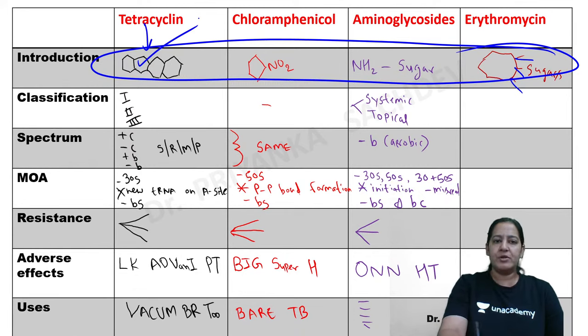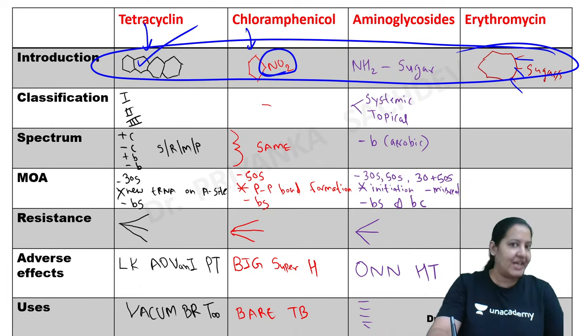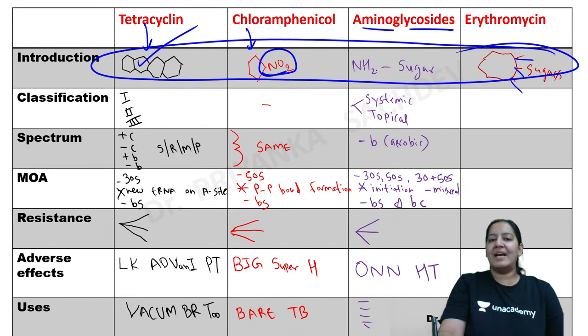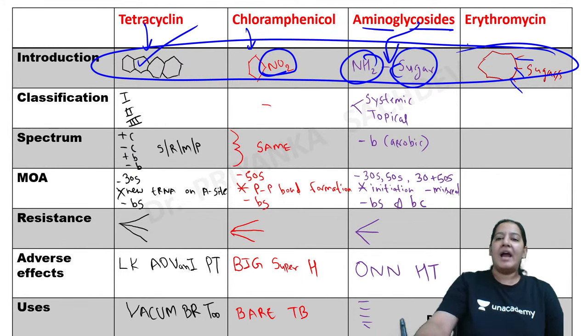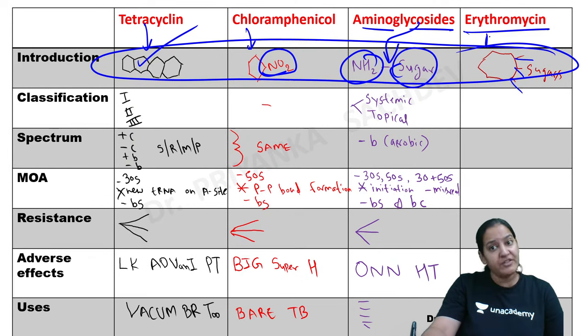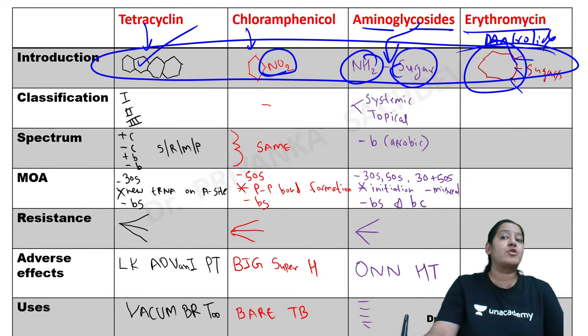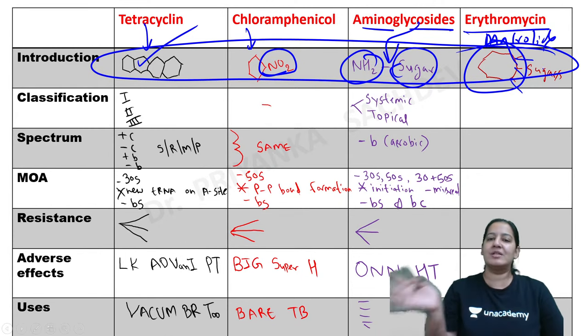Tetracycline is known as tetracycline because of four rings. Chloramphenicol has a nitrobenzene moiety which is causing the antibacterial action. Aminoglycosides have amino and sugar which are glycosidically linked. And erythromycin is one of the macrolides. That's why it has a macrocyclic lactone ring with sugars. So that is about the structure.